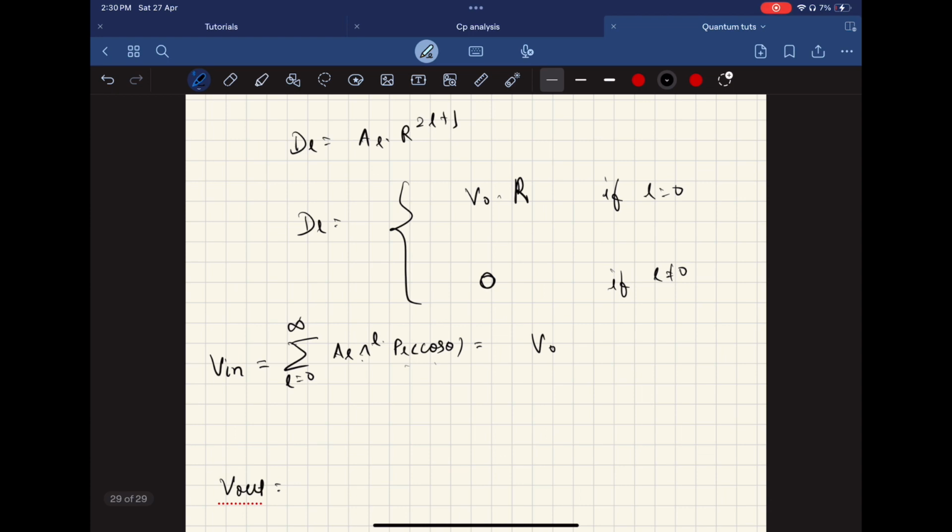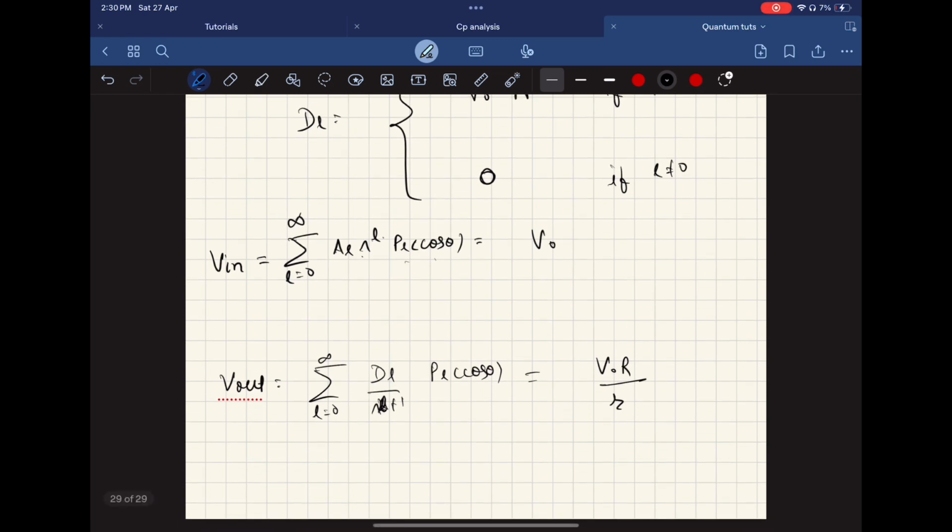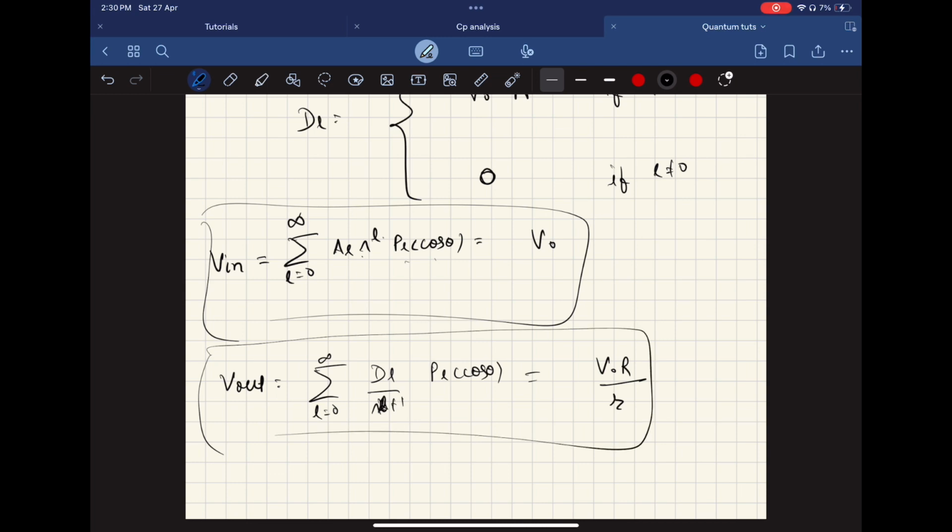And what is v out? V out is summation l equals 0 to infinity dl over r to the power l plus 1 pl cos theta. So it is equal to v naught capital R over small r for l equals 0, p0 cos theta, that is equal to 1, and otherwise it is equal to 0. So what we get is v in is equal to v naught and v out is equal to v naught capital R over small r.